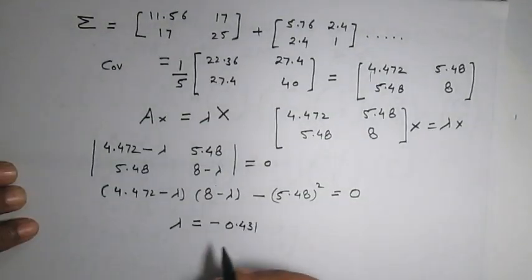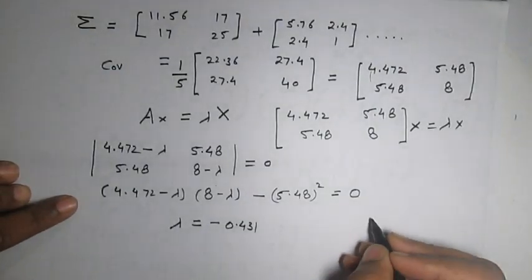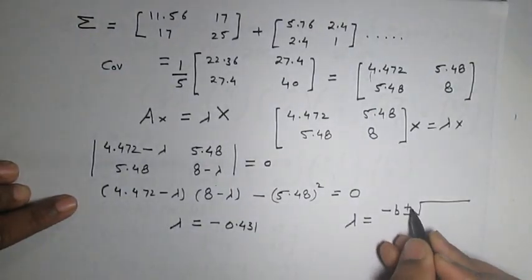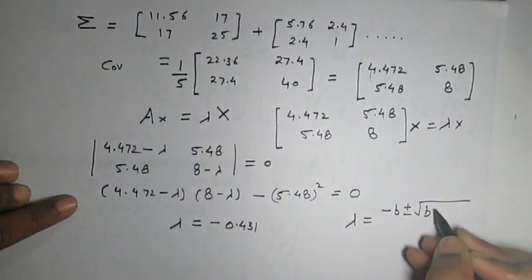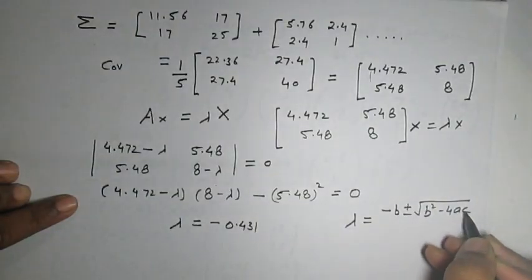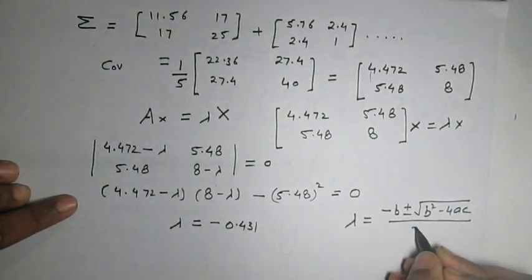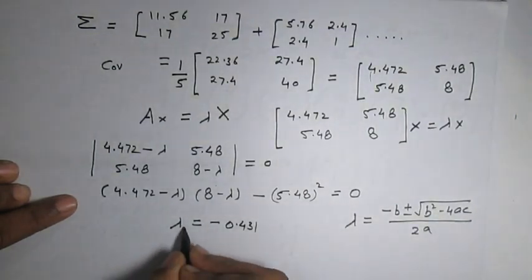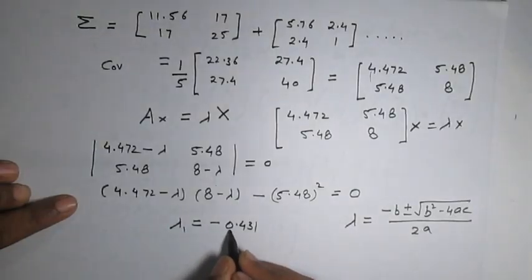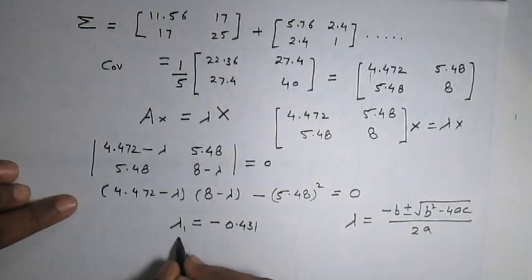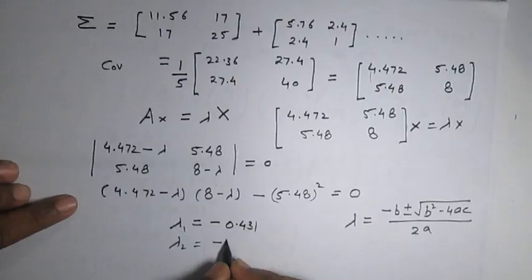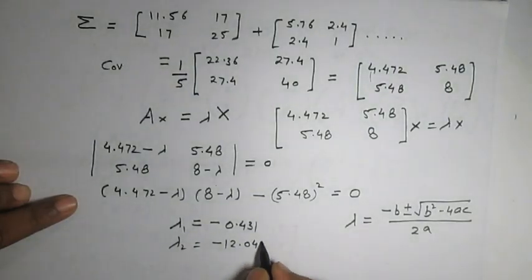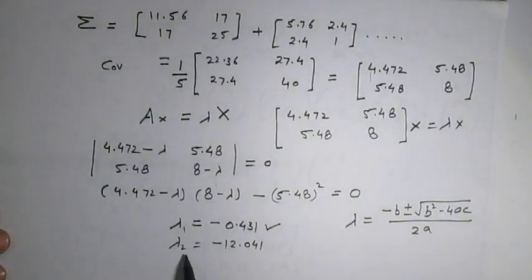We can solve this equation by using the Sridharacharya formula, minus b plus minus square root of b square minus 4ac, divided by 2a. And by using this formula, we get lambda 1 equal to minus 0.431 and lambda 2 equal to minus 12.041. Lambda 1 is greater than lambda 2. We find the eigenvector corresponding to lambda 1.